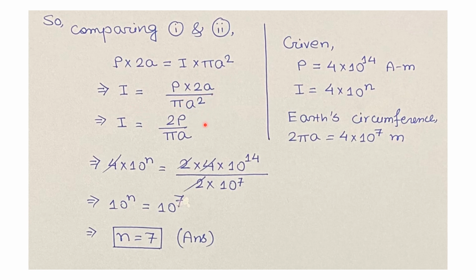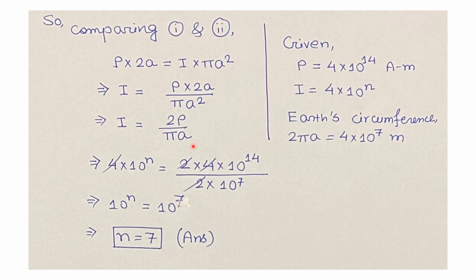So this will give I equals 2P divided by pi a. Now in the question it is given that the magnetic pole strength P equals 4 times 10 to the power 14 ampere meter. The current is 4 into 10 to the power n. Earth's circumference, that is 2 pi a, is 4 times 10 to the power 7 meter. So we'll use this information in this equation.